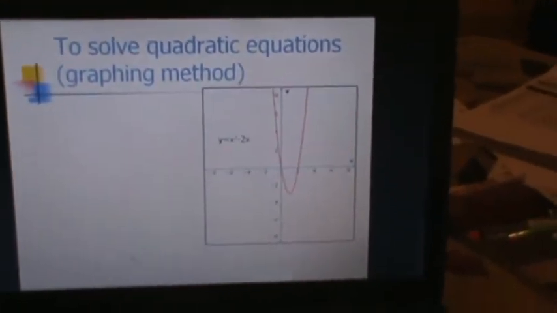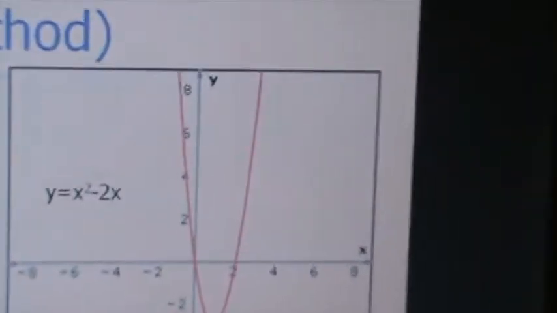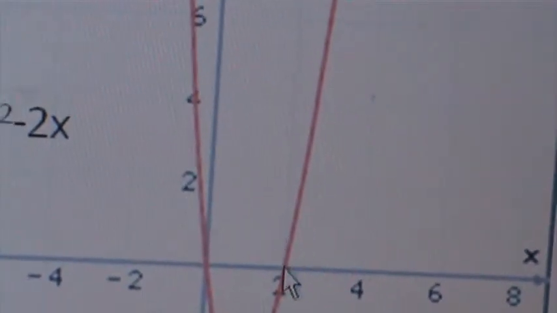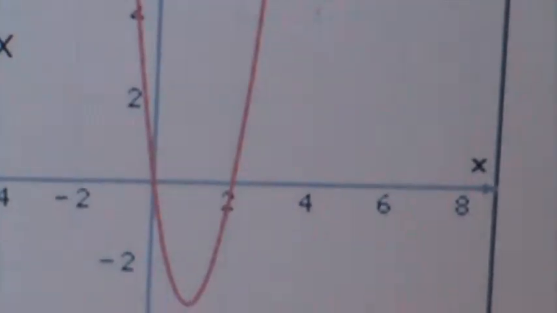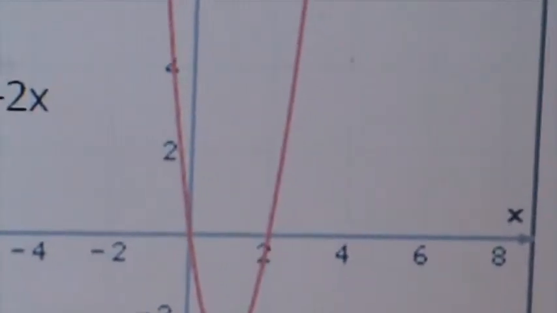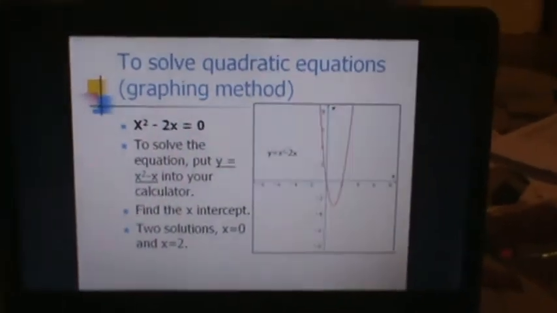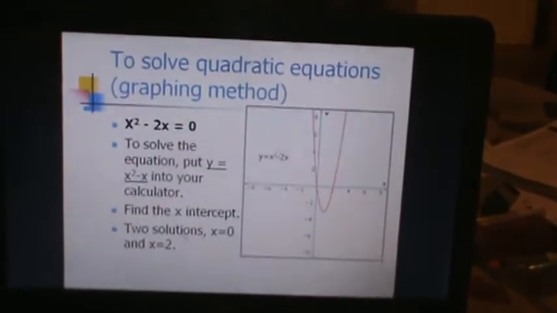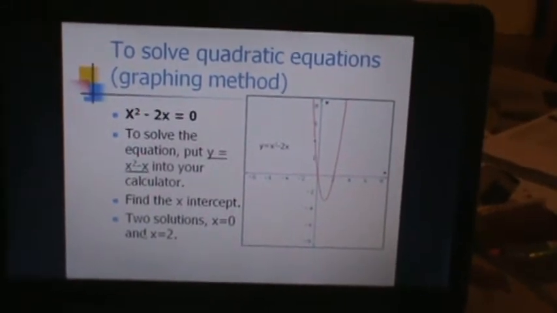The graphing method is much easier. You simply look at your graph and find where it crosses the x-axis. So this one looks like it crosses at about 0 and positive 2. So you could also plug it into your calculator and find the x-intercepts by tracing.